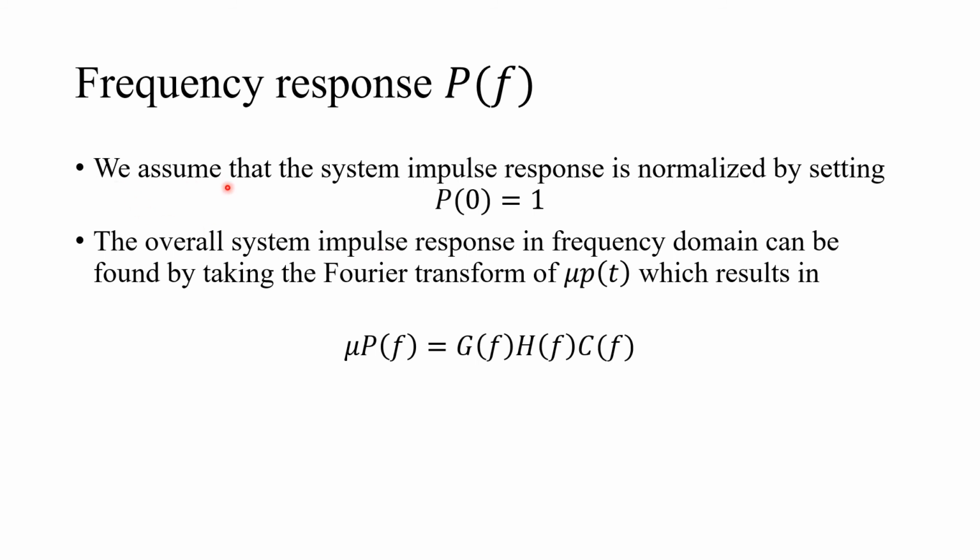We assume that the impulse response is normalized by setting p(0) as 1, and the overall impulse response in the frequency domain can be represented as mu P(f) equal to G(f) into H(f) into C(f). This is the transmit filter, this is the channel filter, and this is the receiver filter. In time domain it was convolution operation, now it is multiplication.